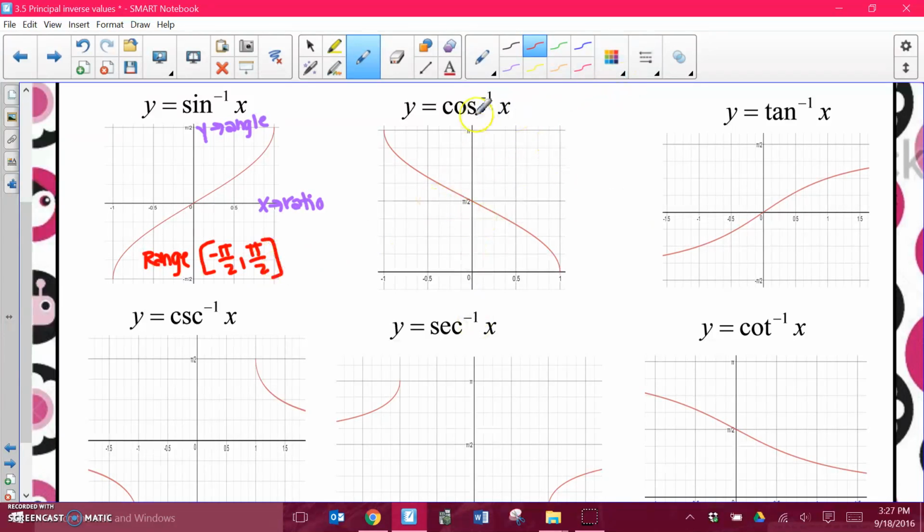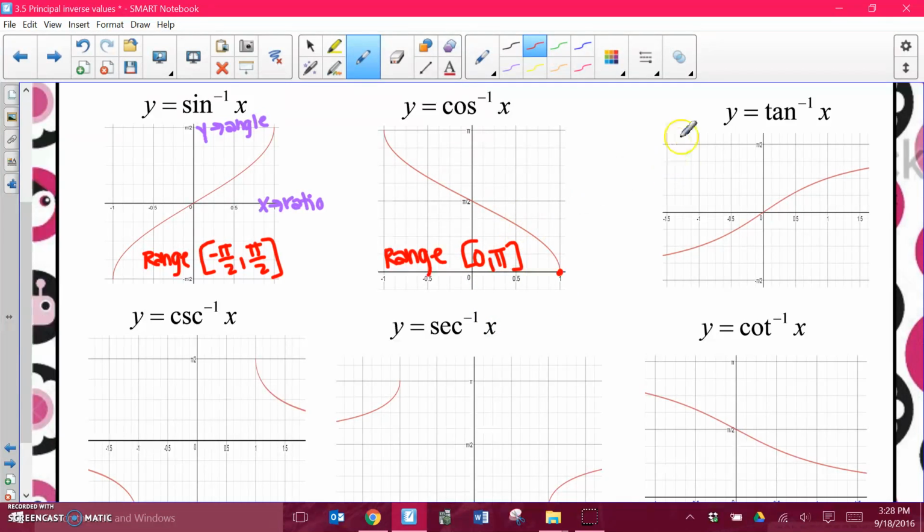Okay, same deal with cosine. Still going to have your angle measure on your y-axis, and the range on this guy, it goes up from 0 to pi. And you can include those values because remember, the cosine of 0 is 1, etc.